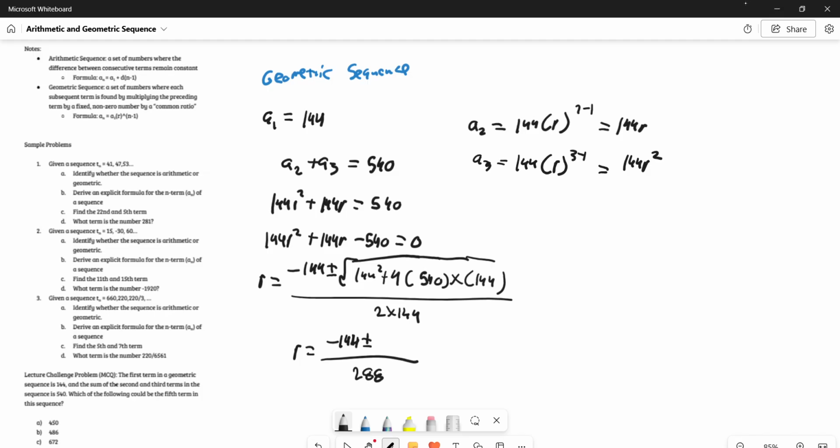I'm going to plug in that square root value inside. 4 times 540 times 144, square root that. You're going to get 5/7. So you have negative 144 plus or minus 5/7 all over 288. Just for now, I'm going to actually do the plus. So negative 144 plus 5/7 over 288. So minus 144 divided by 288. That's just going to be 3 over 2. So the common ratio for the sequence is 3 over 2 for the geometric sequence.